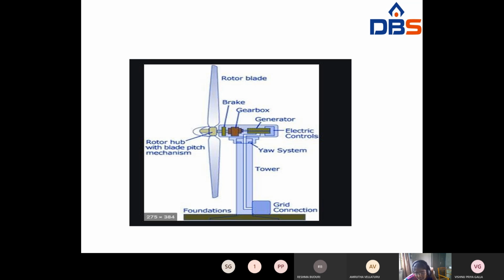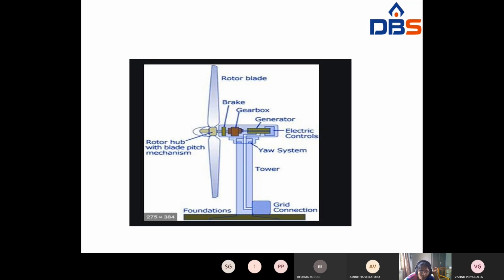See, this is the construction of wind power generation. This is the rotor inside. This top place is called the hub. These are the blades. This is the tower, the total tower. This is the shaft, a rod type. Through the shaft you connect the gearbox, and through the gearbox you directly connect the generator, and here you have the electrical controls.